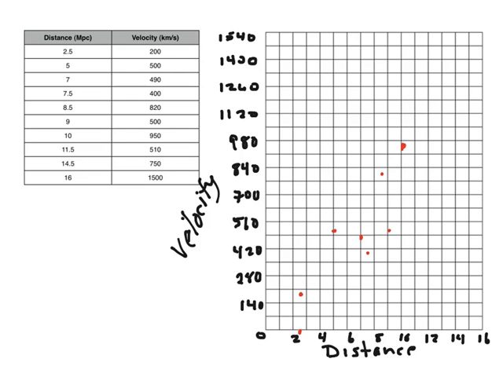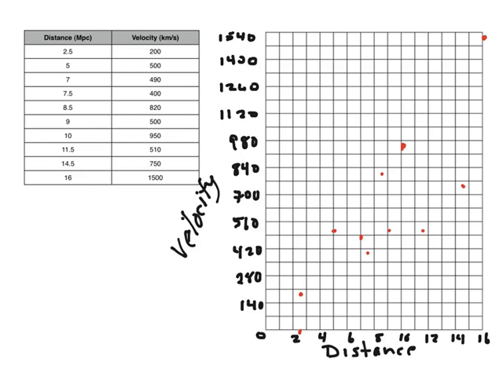11.5 and 510, let's see, 420, 490, right around in there. 14 and a half and 750. That's 700. The next one up would be 770, so about there. And 16 and 1500. Let's see, it's going to be right up in here someplace.